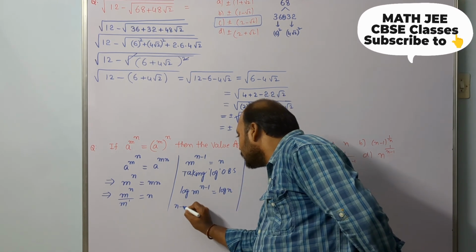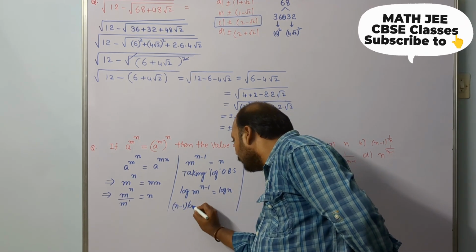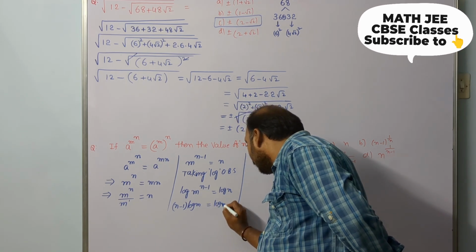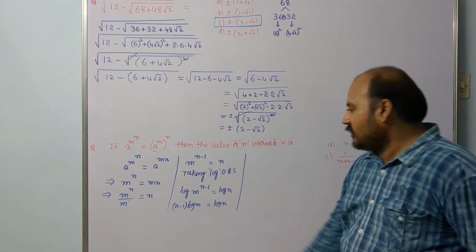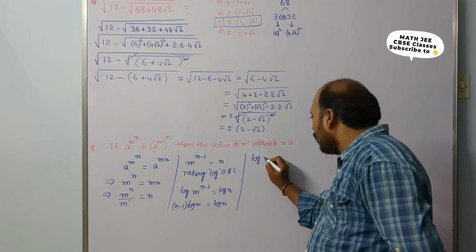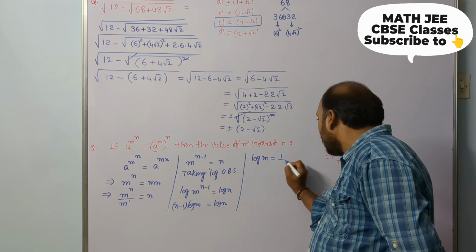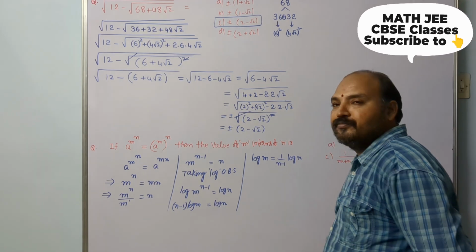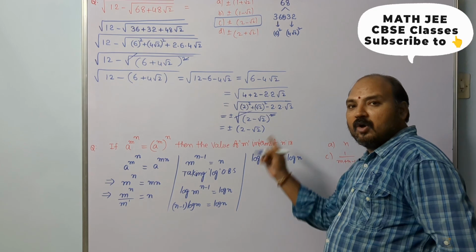So (n minus 1) into log m is equal to log n. Now this n minus 1, I am bringing this side. So log m is equal to 1 by (n minus 1) into log n. So m log n means log a power n.